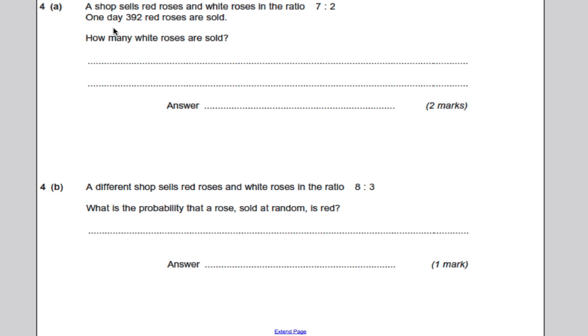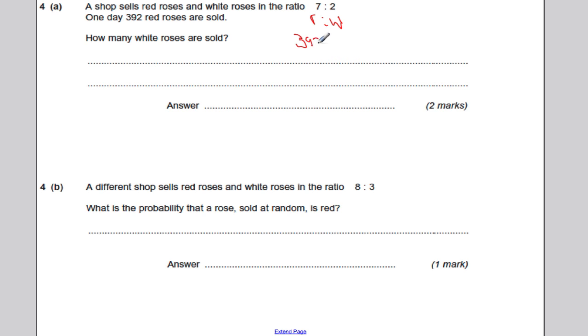Okay, moving on. It says a shop sells red roses and white roses in a ratio 7:2. One day, 392 red roses are sold. How many white roses were sold? So it's your typical reverse ratio question. So it's red roses to white roses.